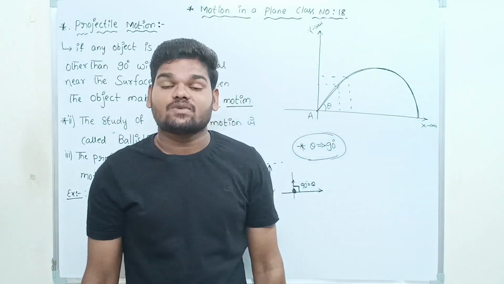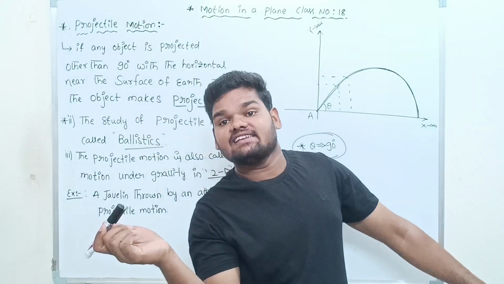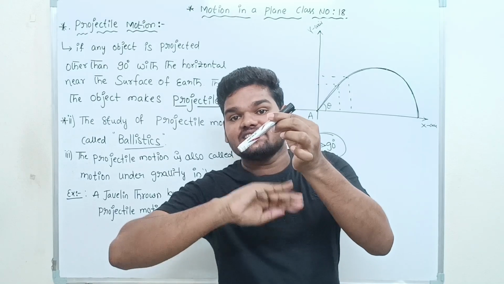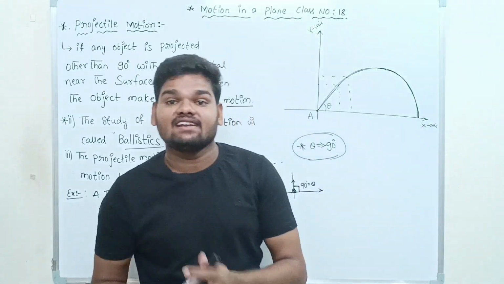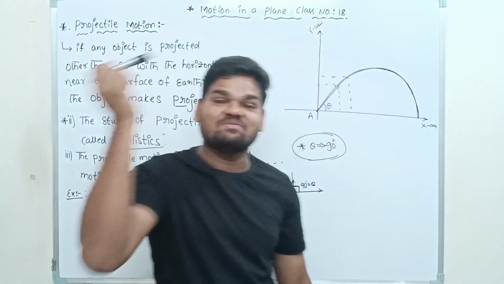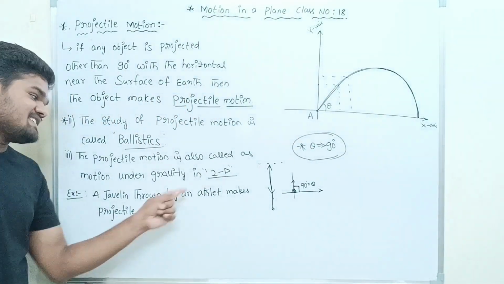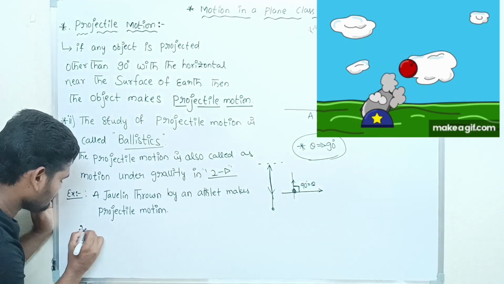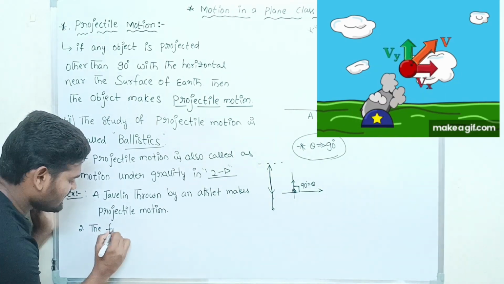So why does it make a projectile motion? Have a look. The athlete throws the javelin like this. With respect to the horizontal, it is making an angle other than 90 degrees. Then it makes a projectile motion. So the javelin makes a what? Projectile motion. So the second one, the bullet fired from a gun.